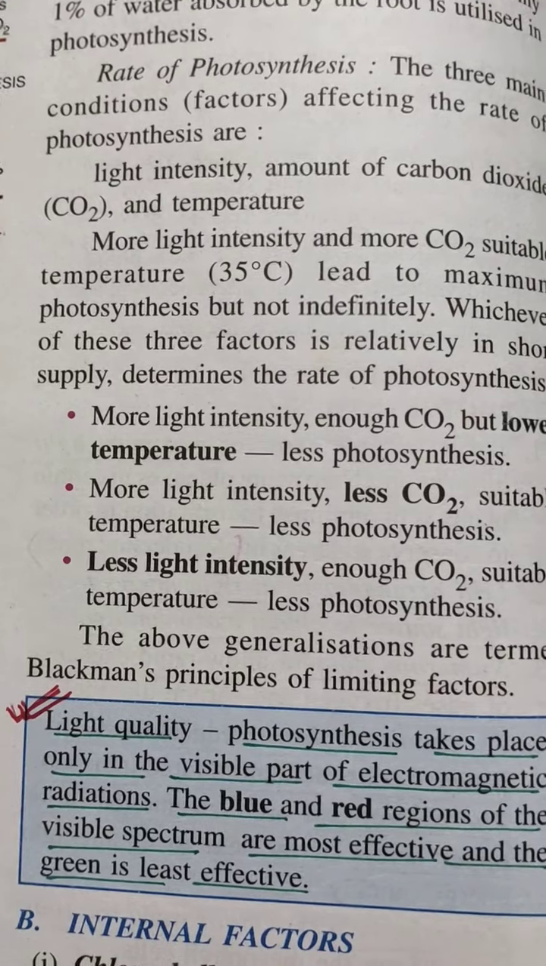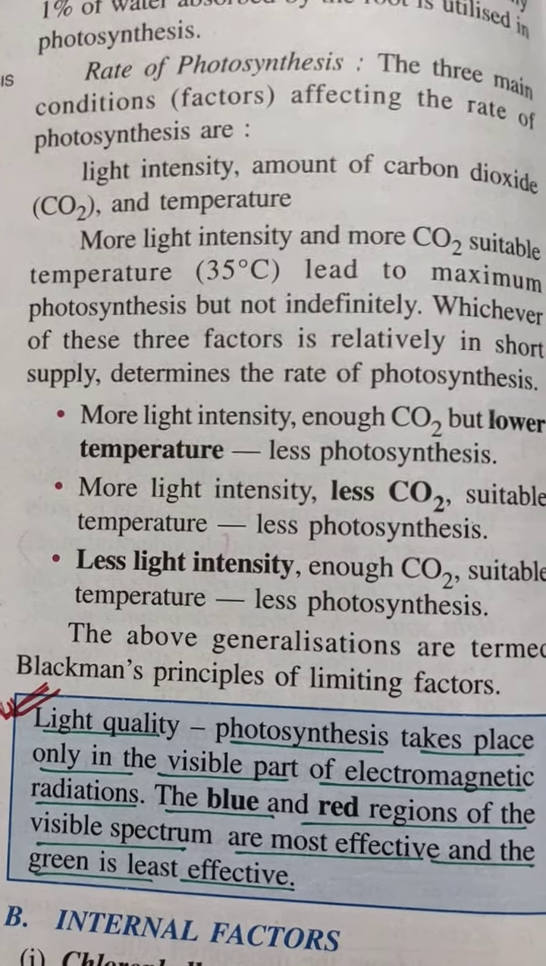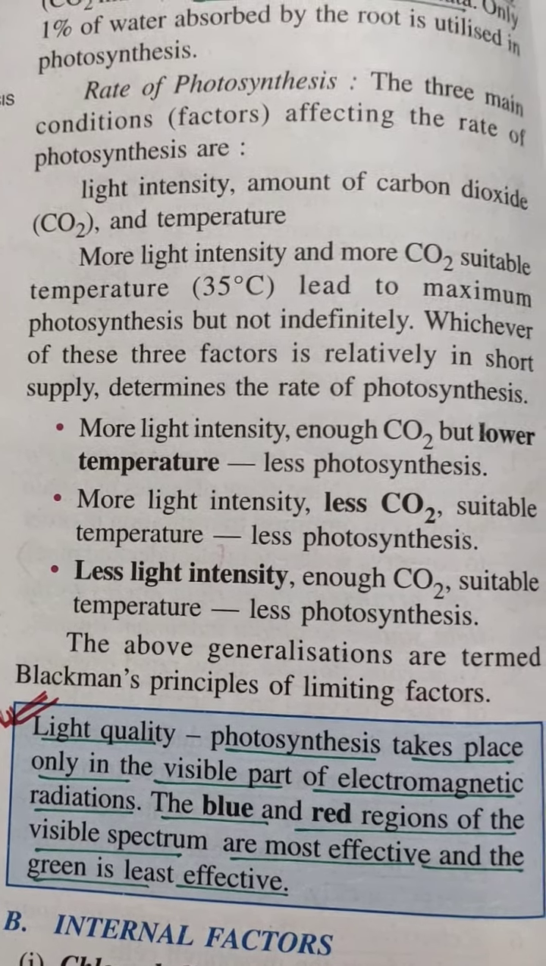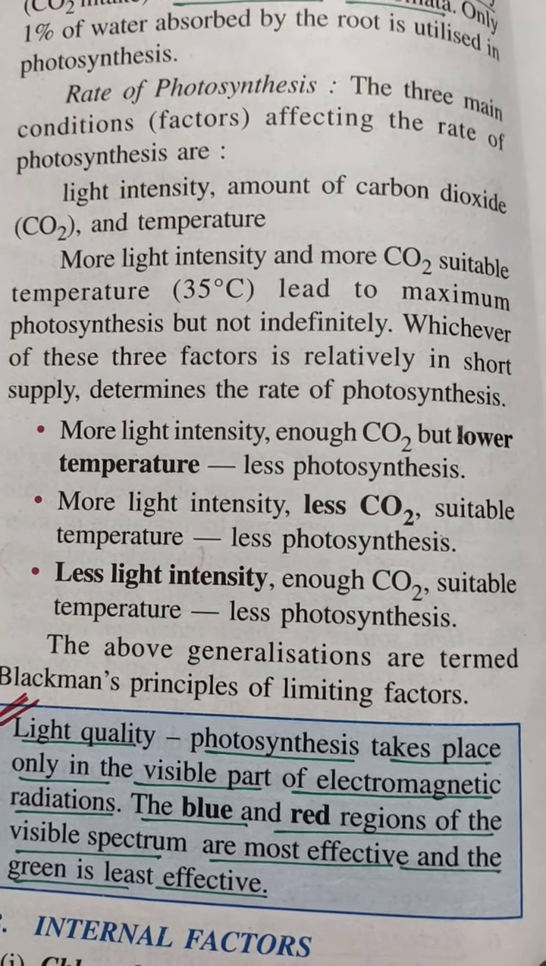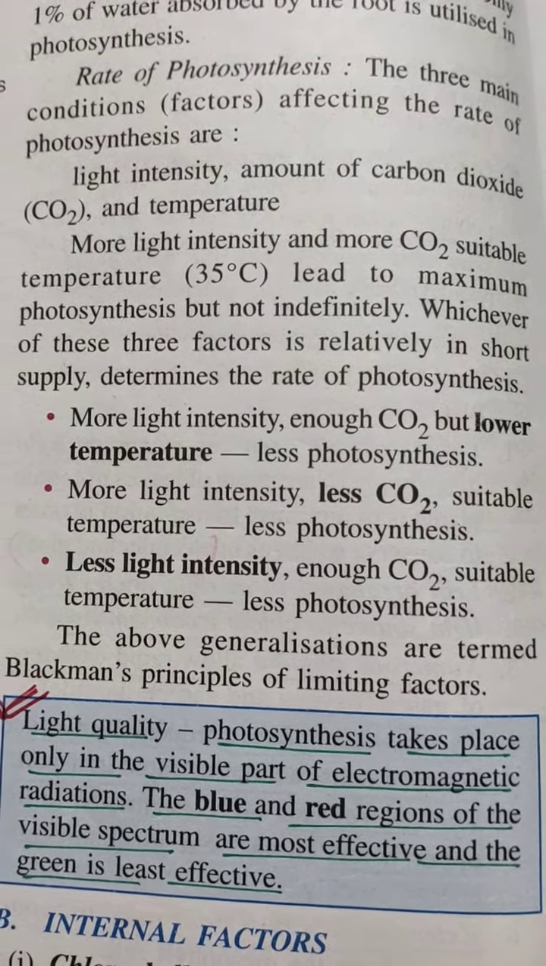The above generalizations are termed Blackman's principles of limiting factors, in which we have already seen light intensity and CO2 are playing the biggest role. Clear?